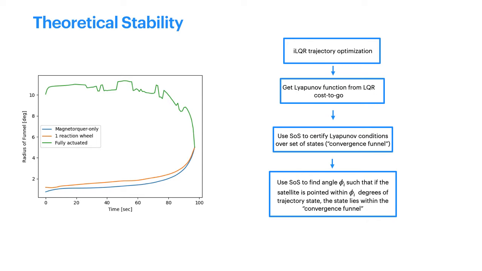On the left of this slide, I've plotted phi over the duration of the trajectory. Then, we can see that phi naught is around 10 degrees for the fully actuated satellite, meaning up to 10 degrees of initial attitude error is guaranteed to converge to less than 5 degrees of attitude error by the end of the trajectory. However, the guarantee is much worse for the other two systems.